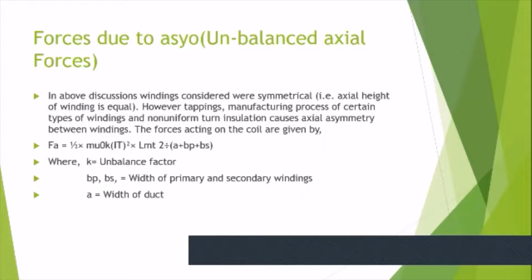Force due to asymmetry, unbalanced axial forces. In the above discussions, the windings considered were symmetrical, that is, the axial height of the windings is equal. However, tappings, the manufacturing process of certain types of windings, and non-uniform turn insulation cause axial asymmetry between windings. The forces acting on the coil are given by, where K is the unbalance factor, BP and BS are the widths of primary and secondary windings, and A is the width of the duct.